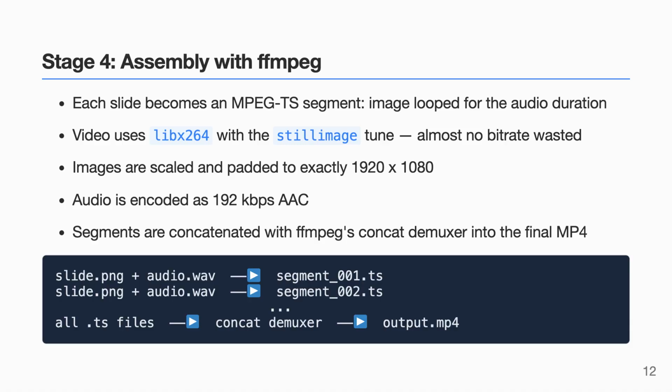Then ffmpeg joins all the segments. That last step is a stream copy. No re-encoding, takes a couple of seconds.